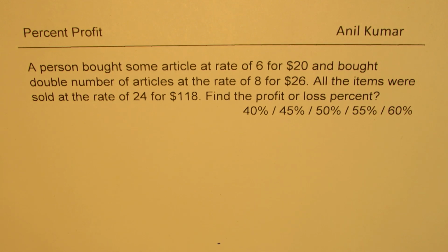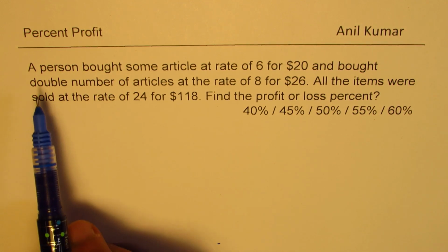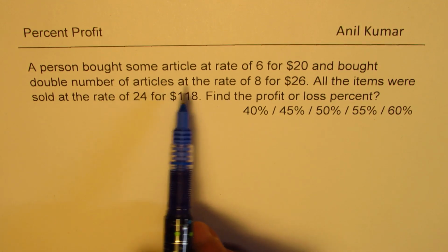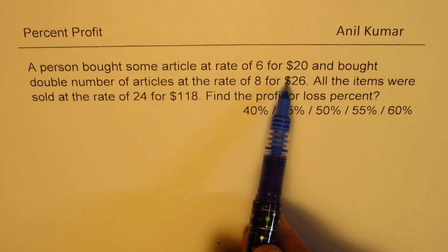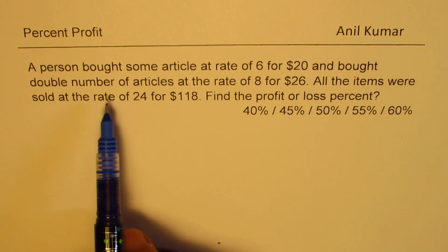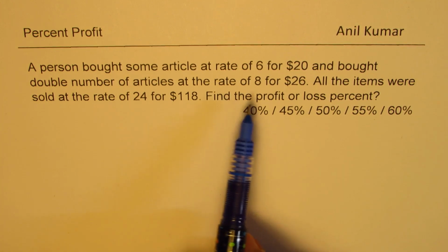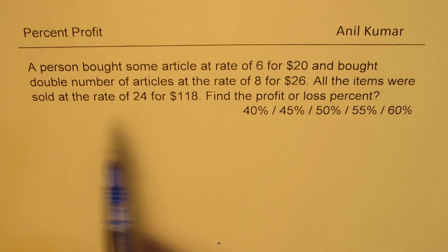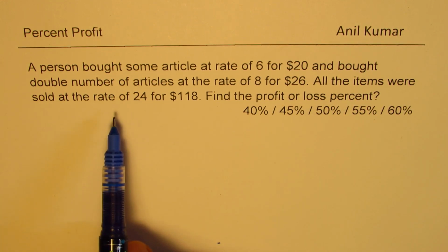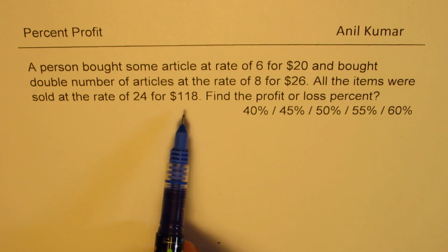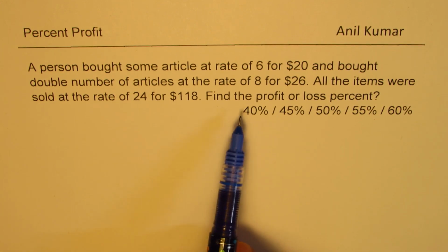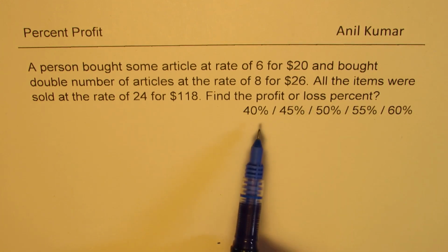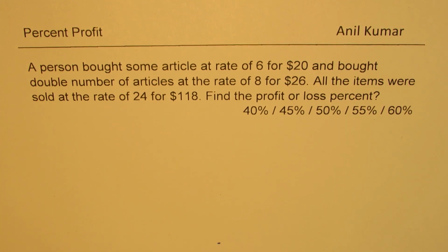Here is the solution of one of the questions posted yesterday. A person bought some articles at the rate of 6 for $20 and bought double the number of articles at the rate of 8 for $26. All the items were sold at the rate of 24 for $118. Find the profit or loss percent. 5 choices are given to us.